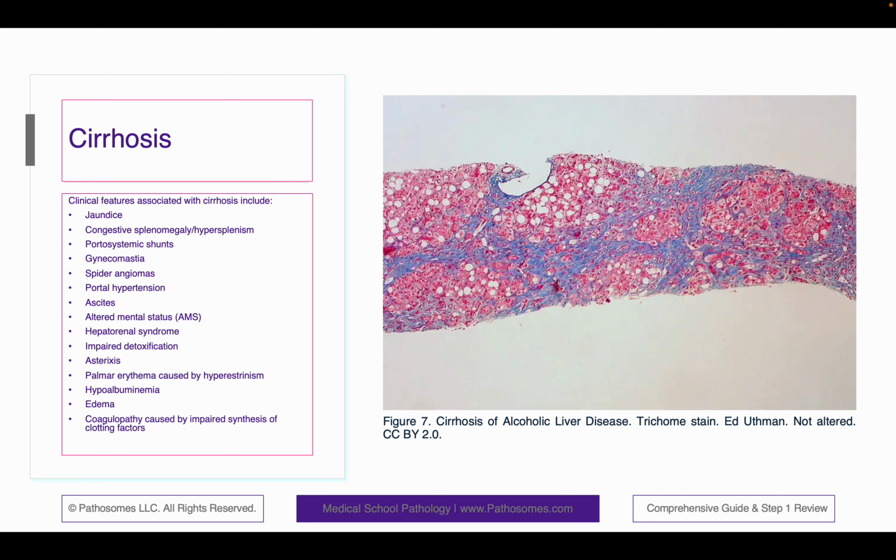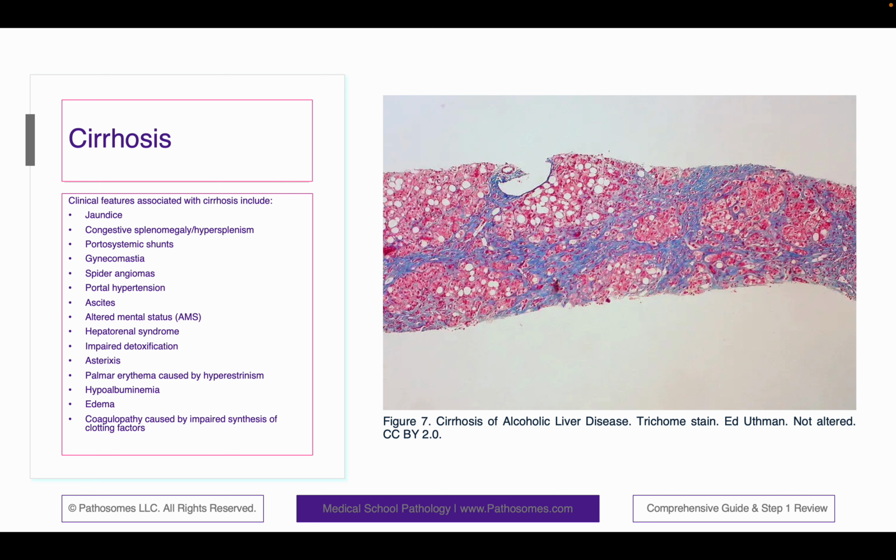Now, there are many features that you will need to be aware of associated with cirrhosis, which include jaundice, right? We know what that looks like. Physical exam findings such as splenomegaly or hypersplenism. Portosystemic shunts, right? You should be able to pick up on that. Gynecomastia, spider angiomas, portal hypertension, ascites, altered mental status, hepatorenal syndrome, right? Impaired detoxification due to the liver being under a pathological state.